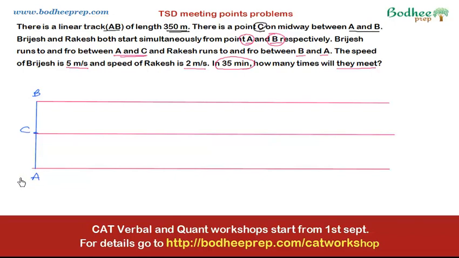Now Brijesh is starting from here, and his speed is 5 meter per second. And Rakesh is starting from this place, and his speed is 2 meter per second, right? Now let us just focus on Brijesh and draw his trajectory. So we'll apply GPS on Brijesh, and he is moving with 5 meter per second.